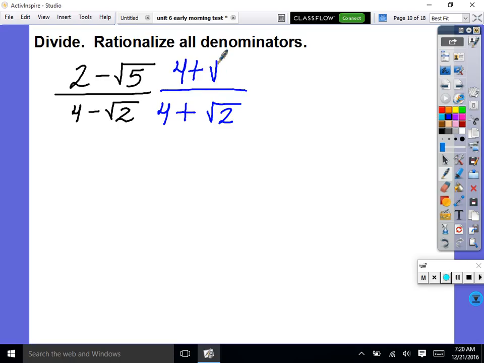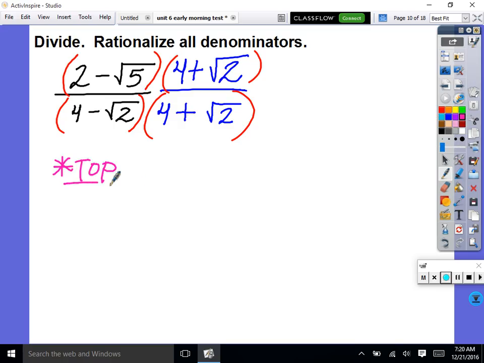Now I gotta do that to the top as well. 4 plus the square root of 2. Now I can't stress it enough. If you ever are dealing with two terms, you need to put parentheses. Now let's just go off to the side on our test and say, I'm going to focus on the top for a second, and only the top, but you can't forget about the bottom.